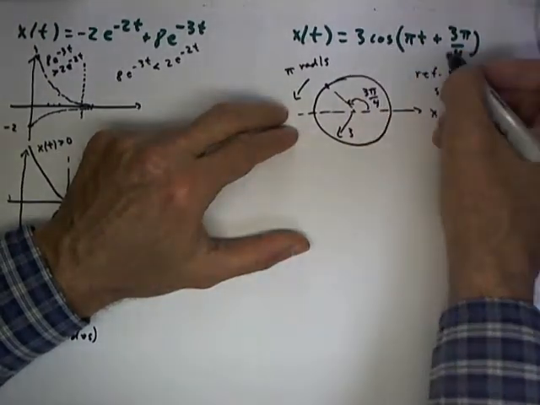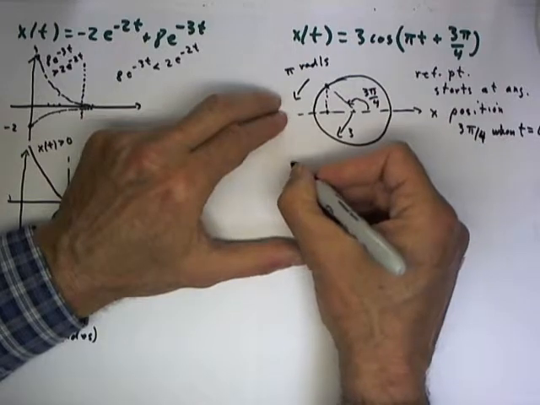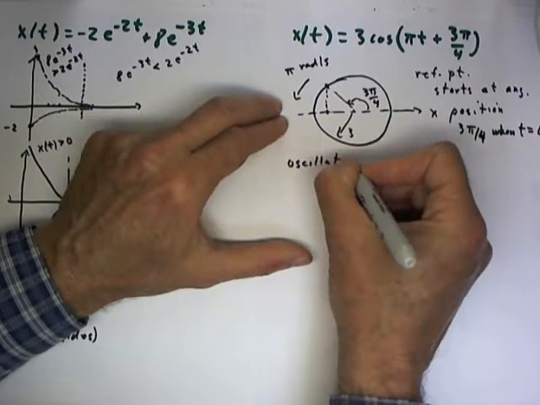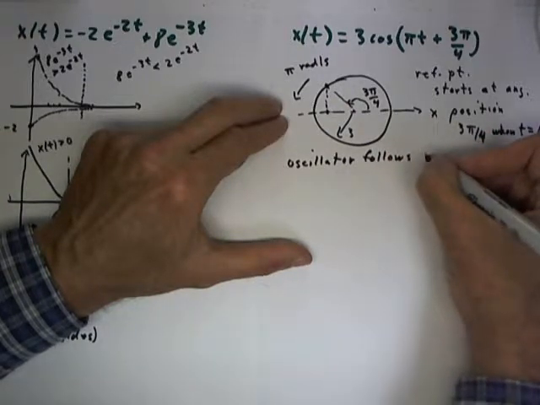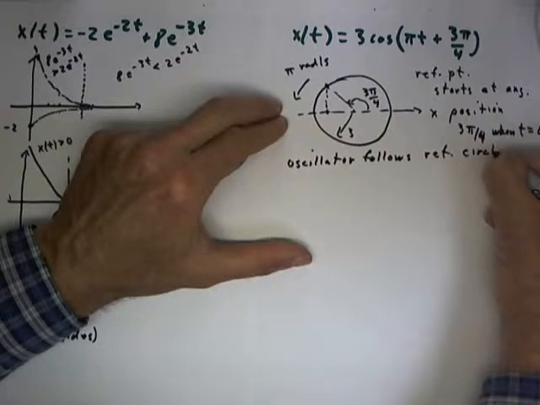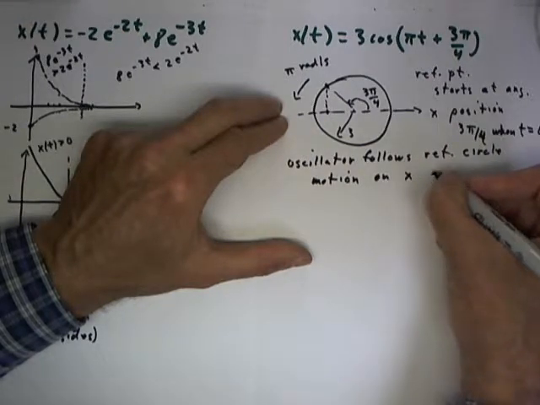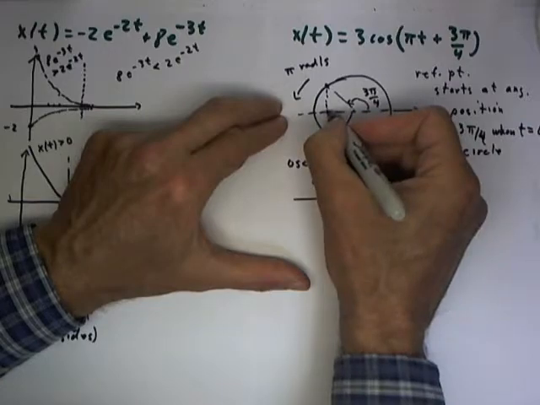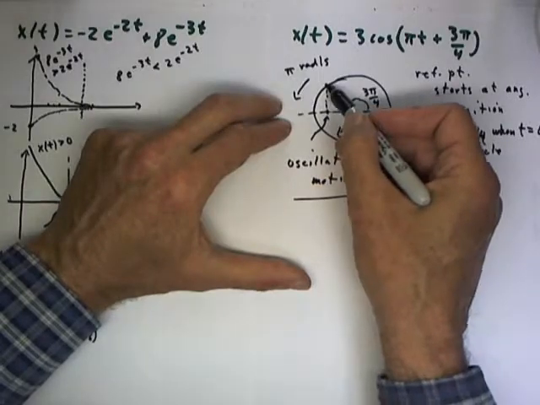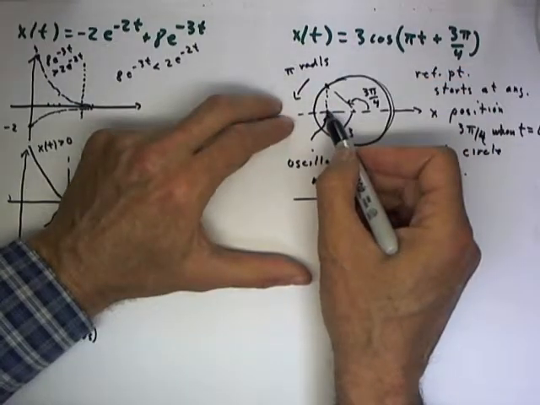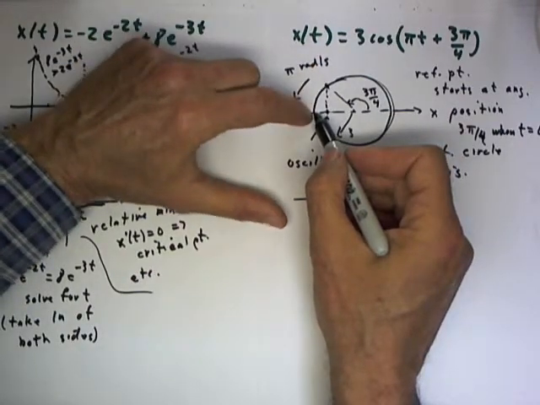Now the 3 cosine of pi t plus 3 pi over 4 indicates that our oscillator follows this motion on the x-axis. So here's our oscillator. There's our oscillator at the initial instant. As the point continues to move around the reference circle, the oscillator will shadow its motion, moving over to here as the point moves from here to here.